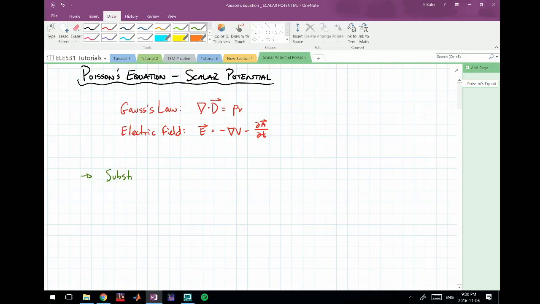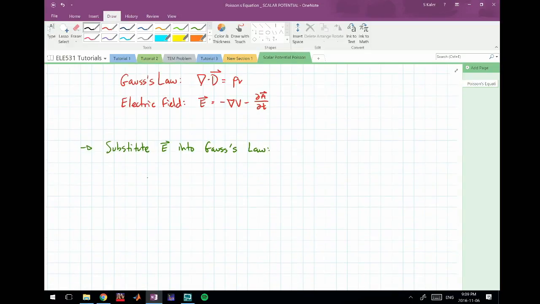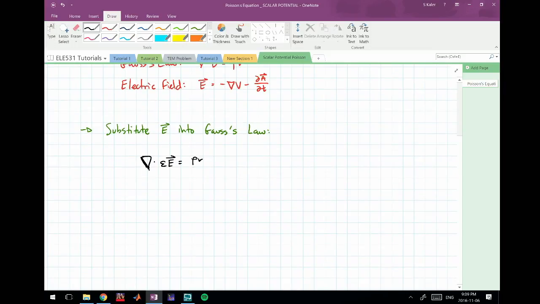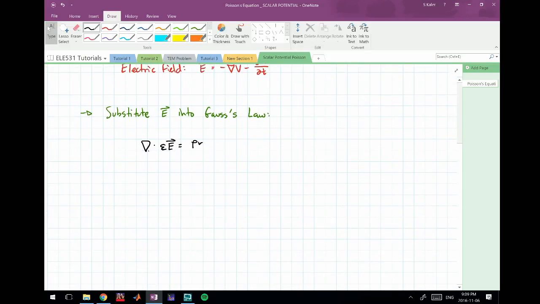We're going to substitute E into Gauss's law. Now we know we can relate D and E simply with epsilon, and therefore we can express Gauss's law in terms of E. So let's go ahead and do that first. So we get epsilon E equals rho V. Since we know that epsilon is a constant because we're dealing with linear isotropic homogeneous type regions, we can divide epsilon out. So I'm going to take the divergence of E and divide rho V by epsilon, simply dividing both sides by epsilon.